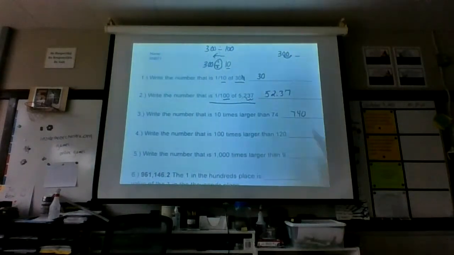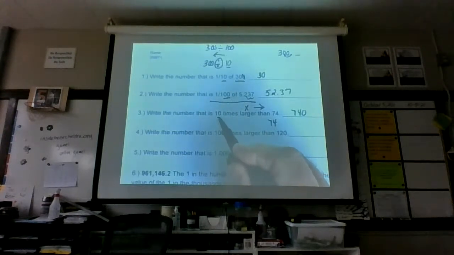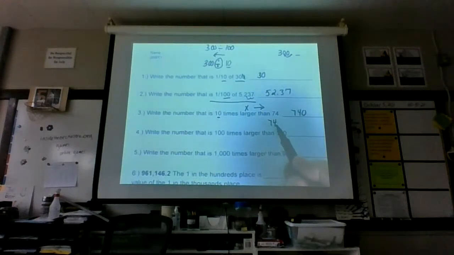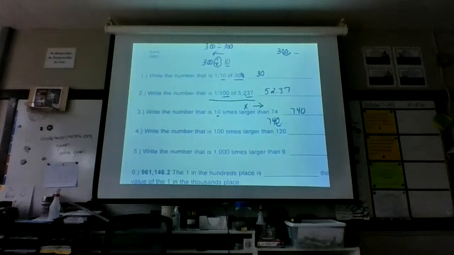Now, here's the other thing we can do. We could say that's like multiplying, right? When we multiply, the decimal point moves right 1 spot. In 74, the decimal point's behind the 4. Move it 1 spot. You get 740. Does that make sense, Michaela?